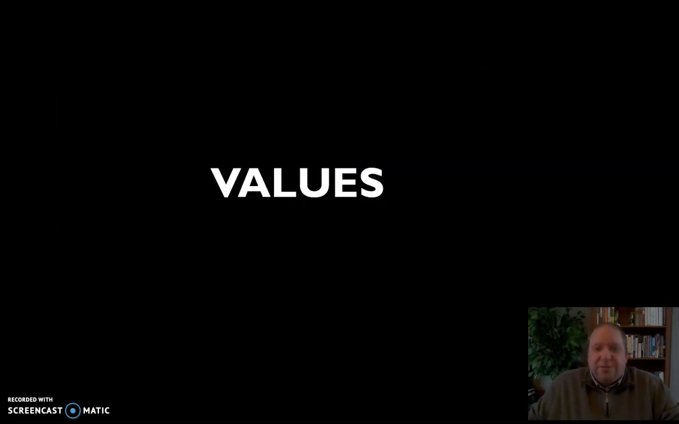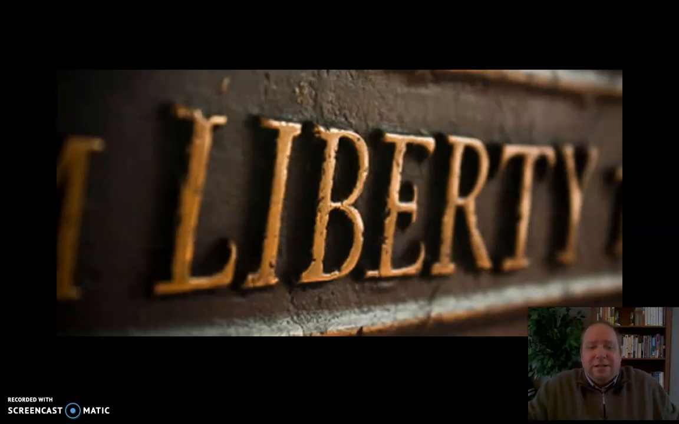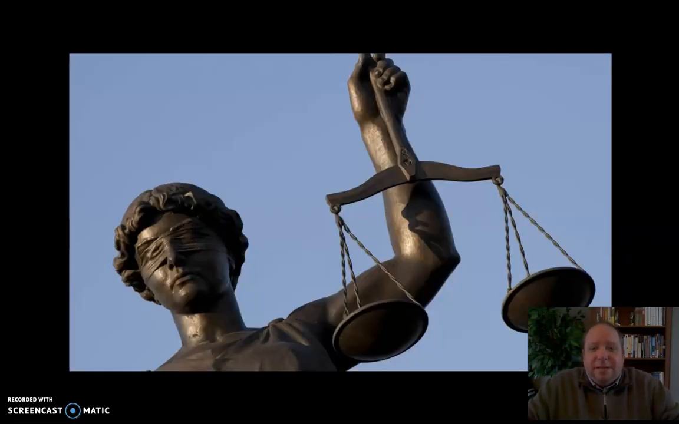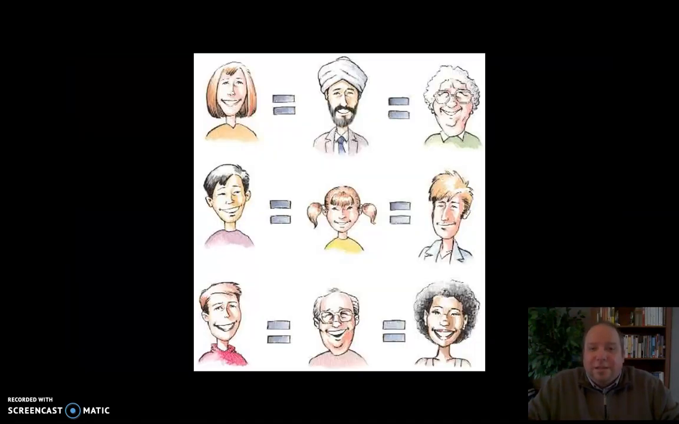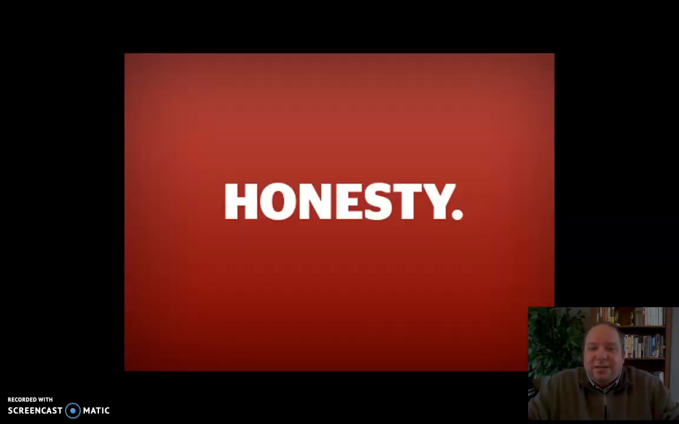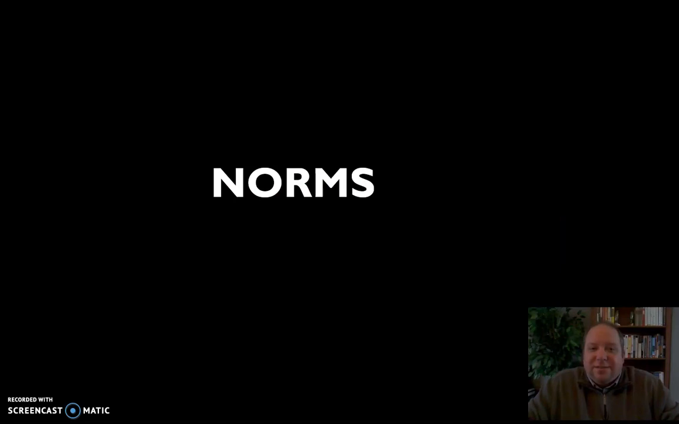We also have shared values here in the United States, including things like liberty and things like justice. That's Lady Justice, if you don't know. Things like equality that we at least espouse to represent in the United States. We try to, and honesty is claimed to be important in the United States.